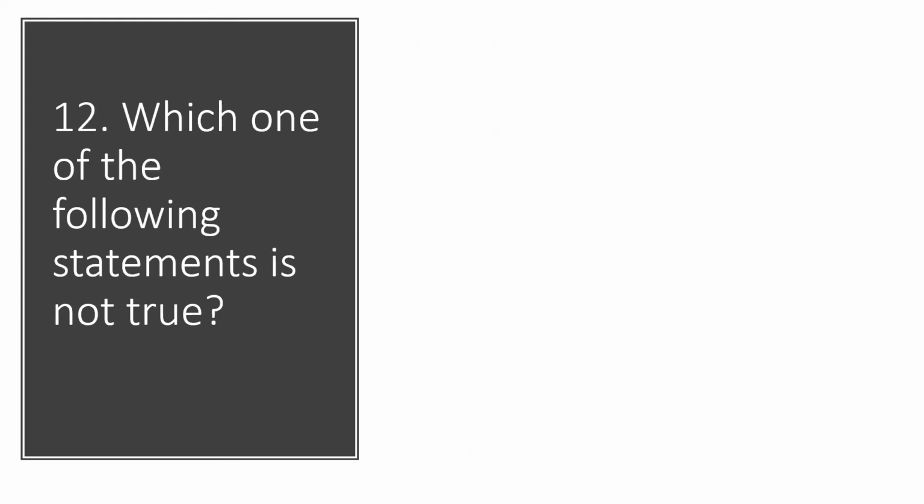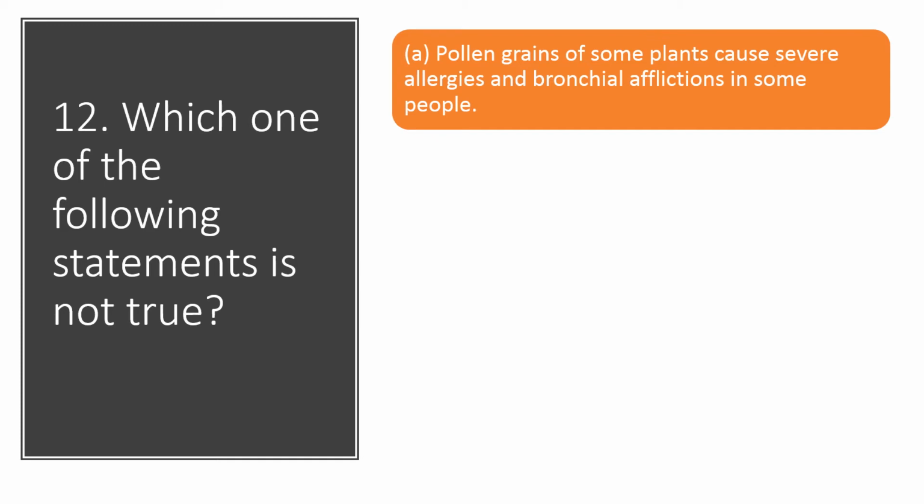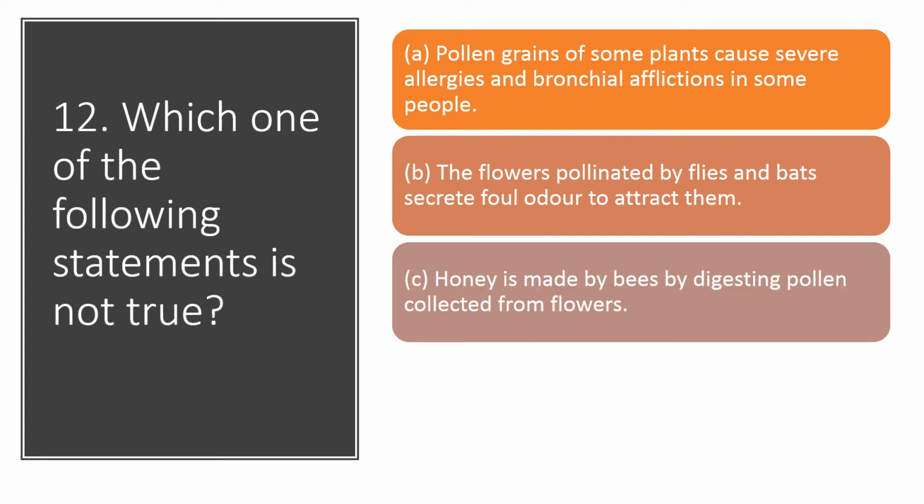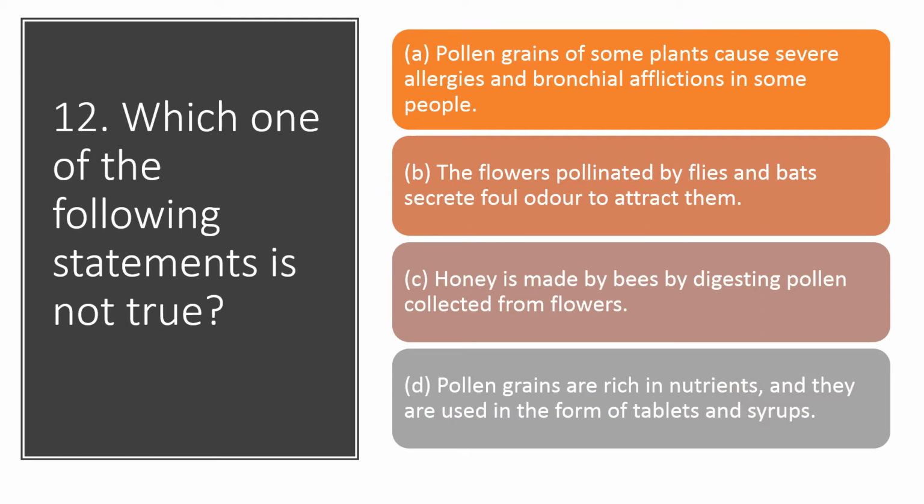Coming to the 12th question, which one of the following statements is not true? Option A, pollen grains of some plants cause severe allergies and bronchial afflictions in some people. B, the flowers pollinated by flies and bats secrete foul odor to attract them. C, honey is made by bees by digesting pollen collected from flowers. And the last option, D, pollen grains are rich in nutrients and they are used in the form of tablets and syrups. Look at the first option.